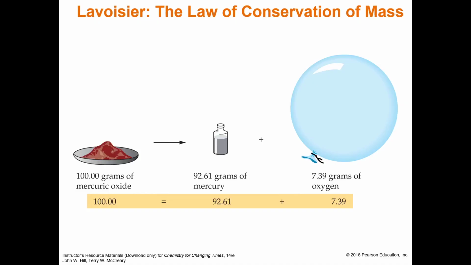So this law of conservation of mass was incredibly important because it said that if you took something like mercuric oxide and separated it into the mercury and the oxygen it was composed of, you would have an equal mass on both sides. So if you had 100 grams of that mercuric oxide, you would end up with 92.6 grams of the mercury and 7.39 grams of the oxygen. And if you added these masses up, you would get your original mass.